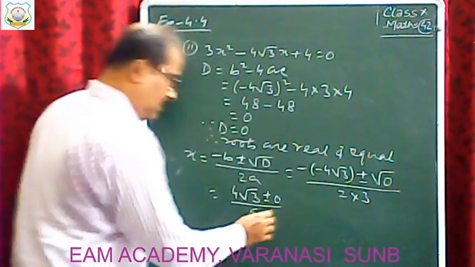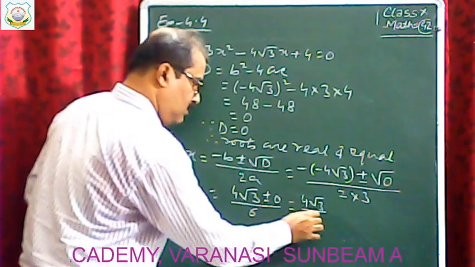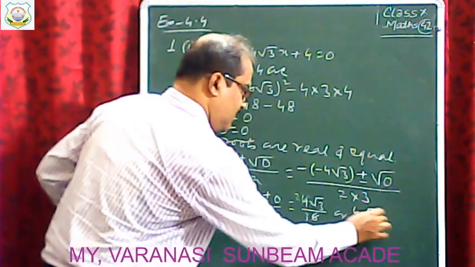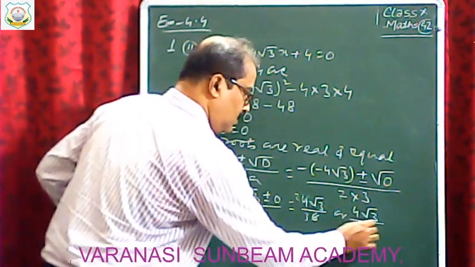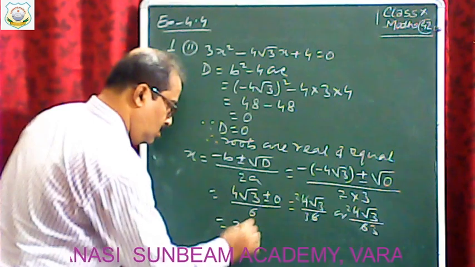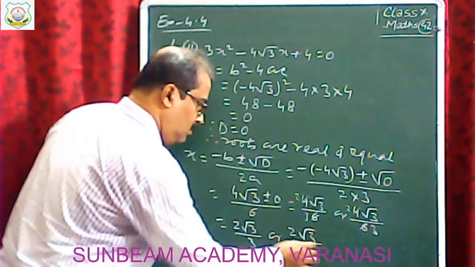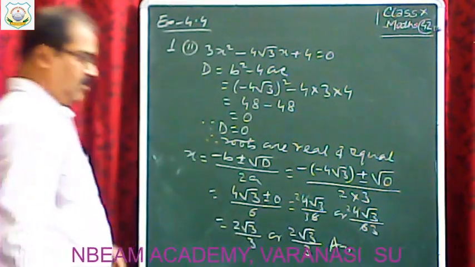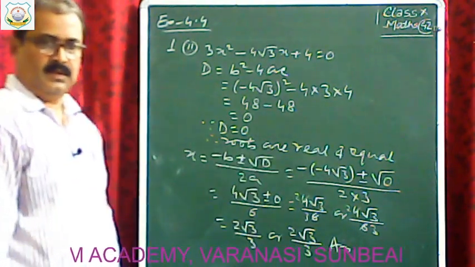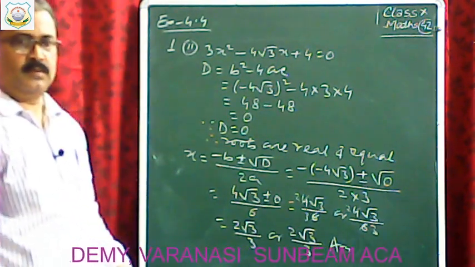Okay, so finally what we get? 4 root 3 plus 0 upon 6. So same thing, reduce 2 by 3, or 4 root 3 minus 0. Again we get 4 root 3 upon 6, 2 by 3. So finally we get equal roots, 2 square root 3 upon 3 or 2 square root 3 upon 3. That is your answer. Roots are equal. We have already checked, roots are real and equal, isn't it? So 2 root 3 whole upon 3 is the repeated root of the given equation.